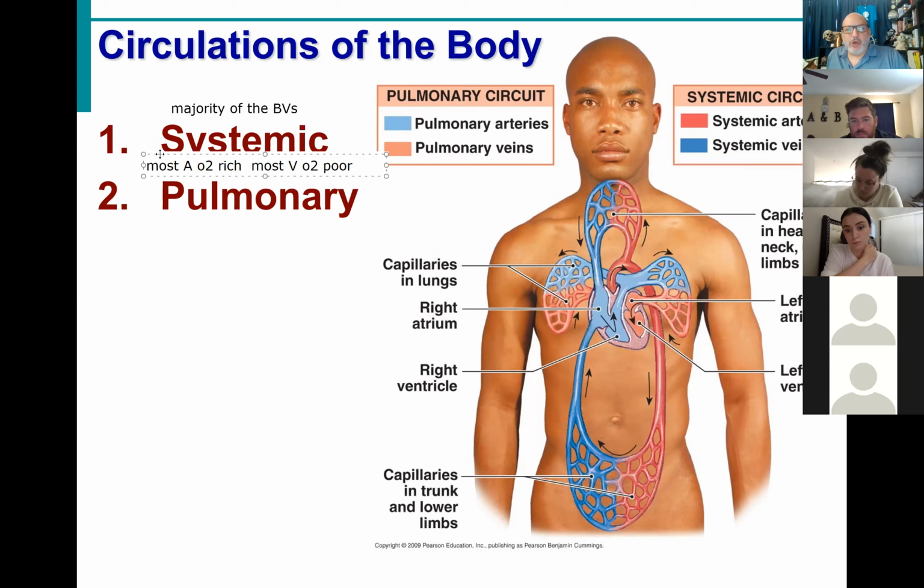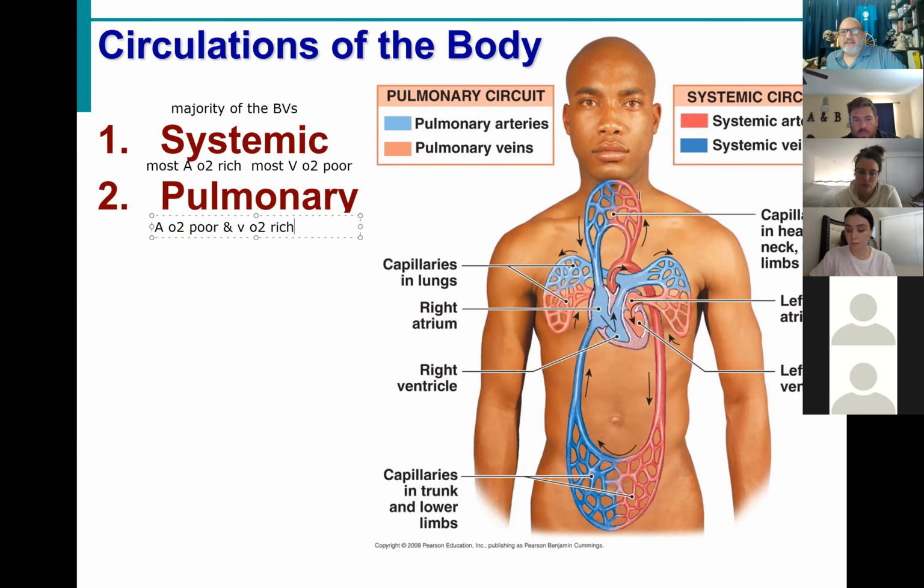However, remember, most isn't all, and that's because our pulmonary circulation is the one that screws it up for everybody else. Notice in our pulmonary circulation, the arteries moving away are oxygen poor, and the veins are oxygen rich.